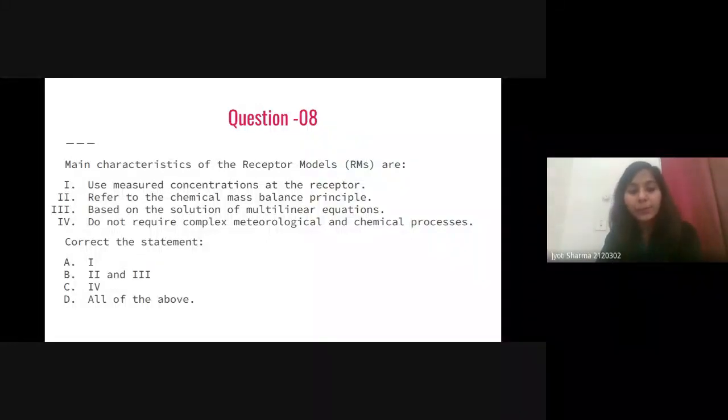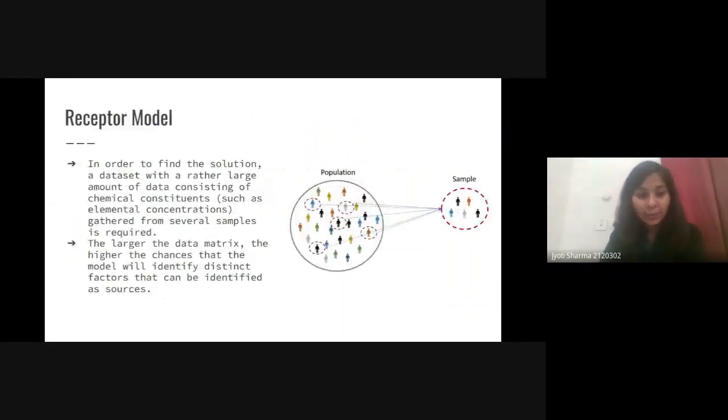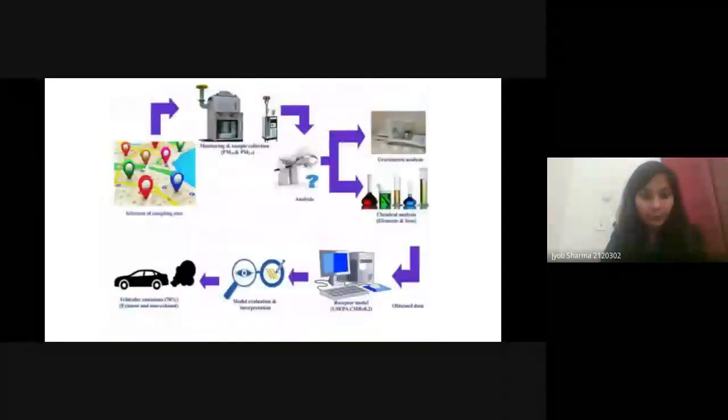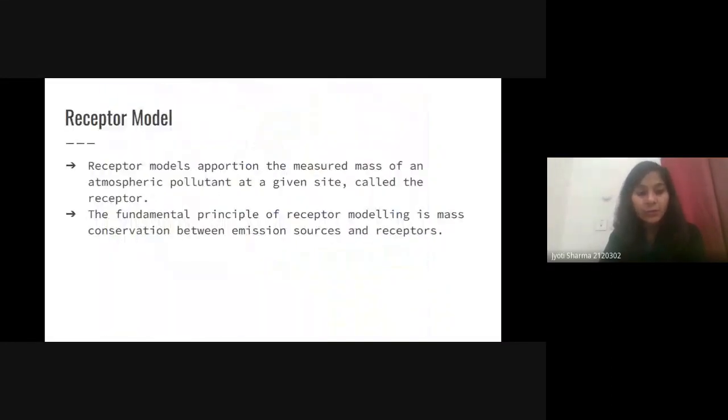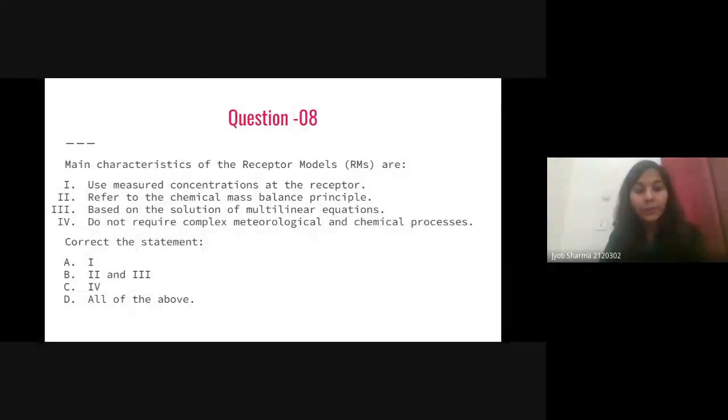Okay, so the answer should be all. Why all? The first is it uses measured concentration at the receptor. As I told you in this slide, you have some hotspot region. From that hotspot region you will collect the gas sample, and from that gas and particulate sample you will analyze the chemical characteristics of the pollutant you have at the receptor site. So the first option is related to that only: use measured concentration at the receptor.